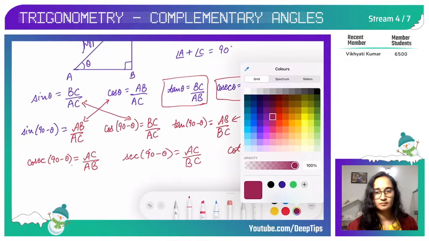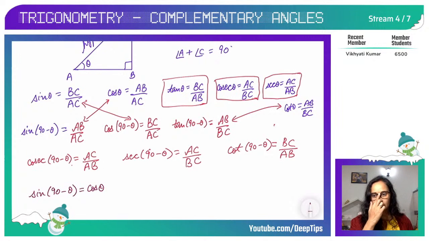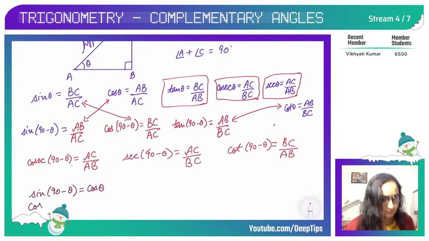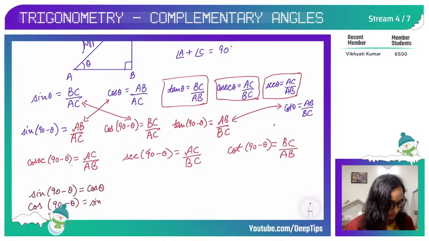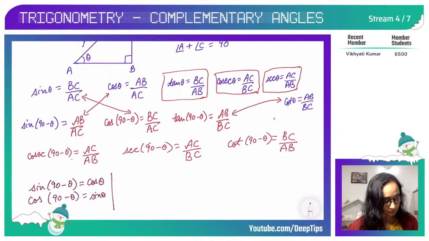Okay, so I can write here that sine 90 minus theta is equal to cos theta, correct? And cos 90 minus theta is equal to sine theta. We are going to use these results in our sums, that's why I'm writing it here. Now I'm done with sine theta equals cos 90 minus theta, and cos theta equals sine 90 minus theta, correct?